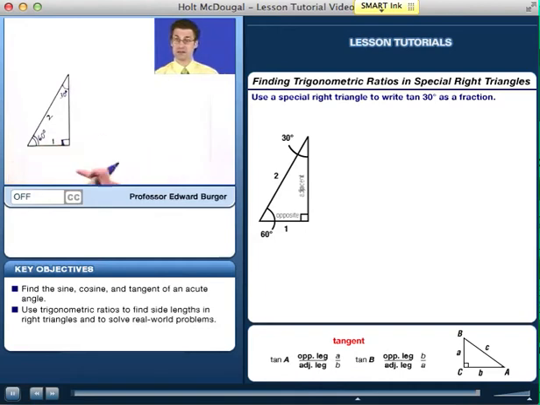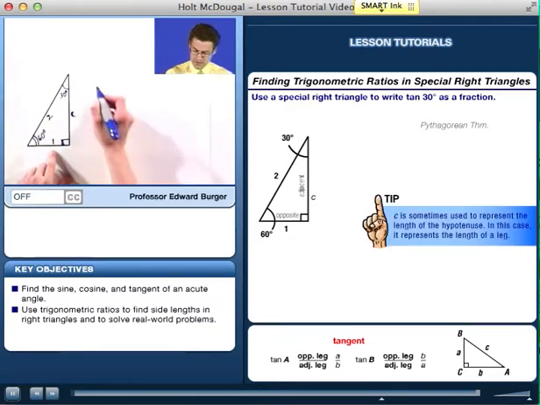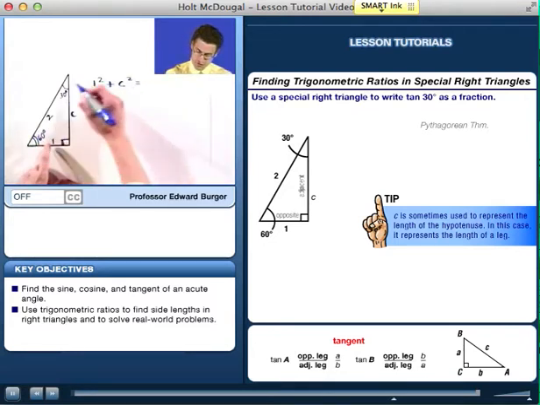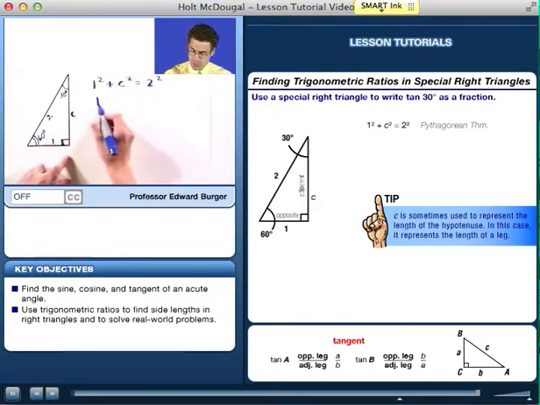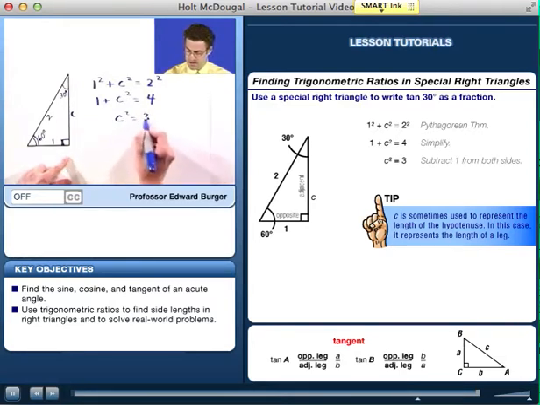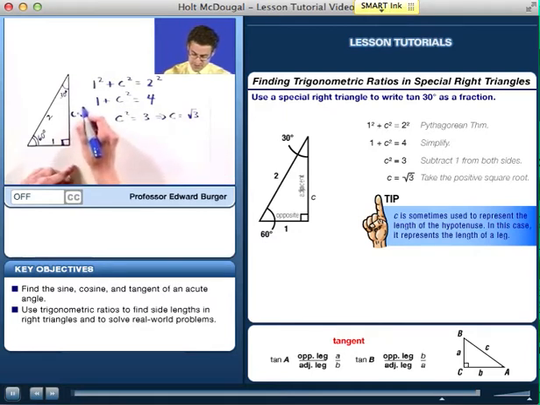Well, I can use the Pythagorean theorem. So if I call this one, let's say A, I'll call this one C. Then what do I know? I know that 1 squared plus c squared equals 2 squared, or 1 plus c squared equals 4. Or subtracting 1 from both sides, I see c squared equals 3. Now, this is a length, so it's the positive square root, and so this tells me that c equals the square root of 3. So this length is the square root of 3.